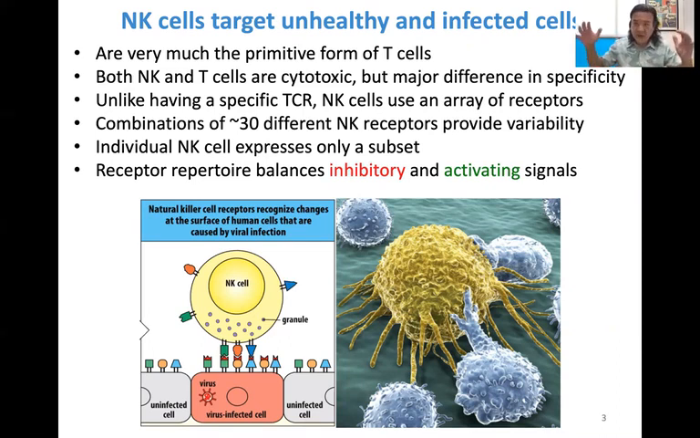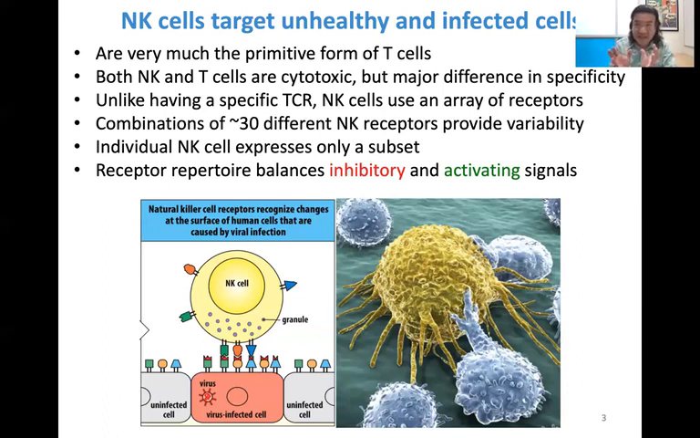Think of it as a library of roughly 30 different NK cell receptor types that you can choose from, and any given NK cell will only express a subset of them. Why? So that one NK cell can be really good at detecting a handful of different signals. If one NK cell tried to express all of these different receptors, then each particular receptor would be limited in the amount you could have on the surface of the cell. It's kind of like a compromise.